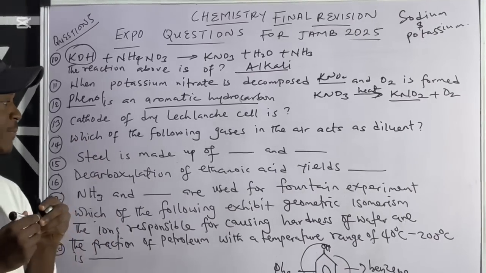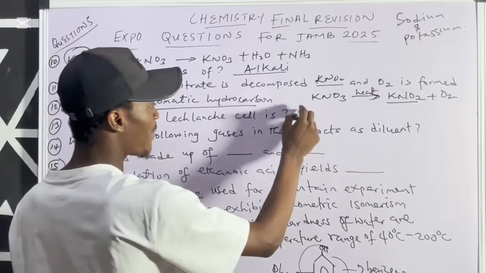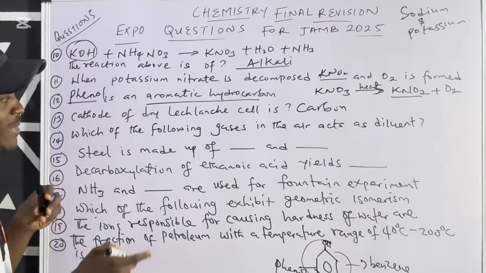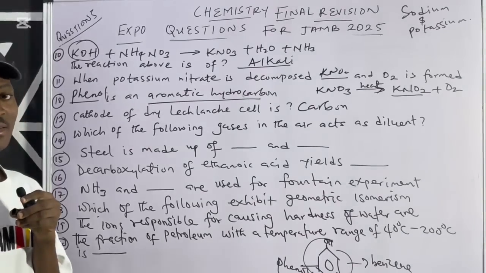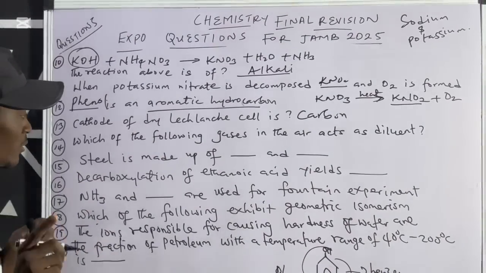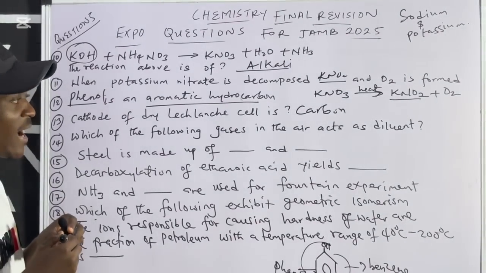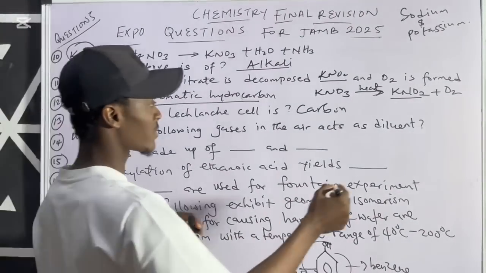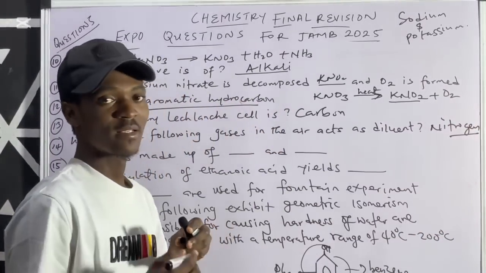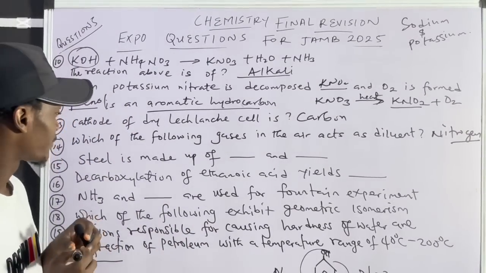Then question 13. The cathode of a dry Leclanche cell is carbon. While that of the anode, in case you see a question, they might twist it. Zinc rod is the anode, while the cathode is carbon. Take note of that. Then question 14. Which of the following gases in the air acts as a diluent? Of course, nitrogen. Nitrogen gas is the gas that acts as a diluent. It tends to slow down corrosion as well as combustion.